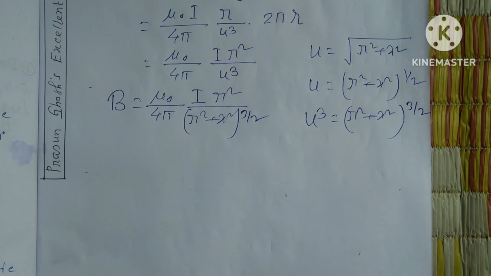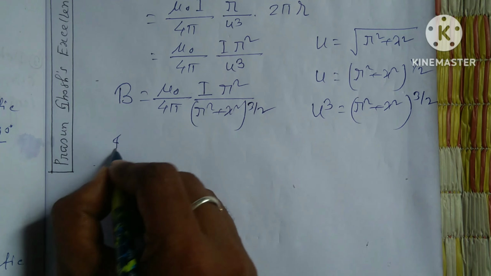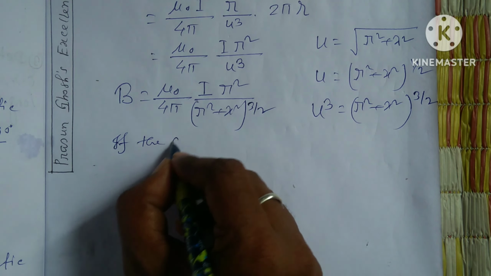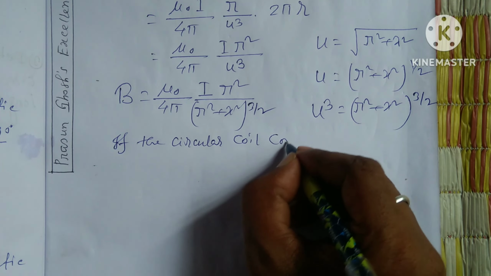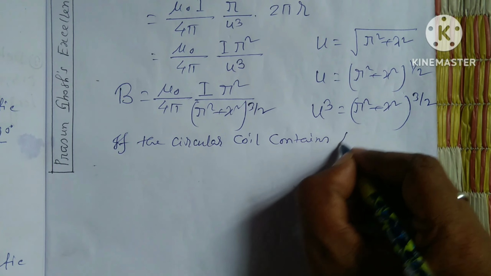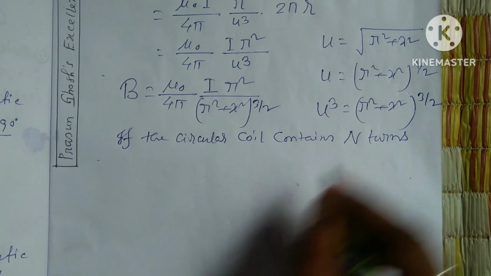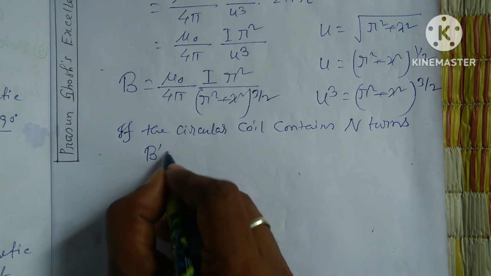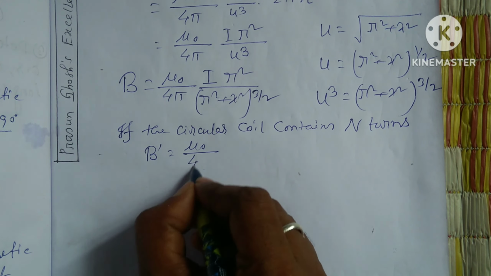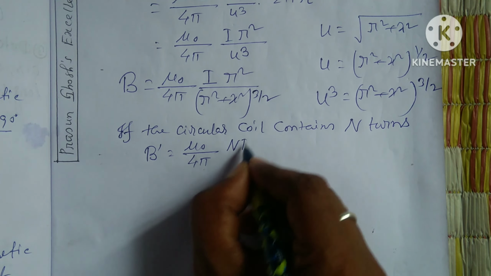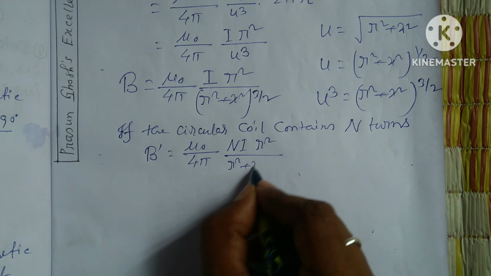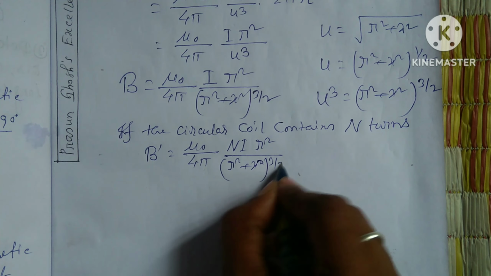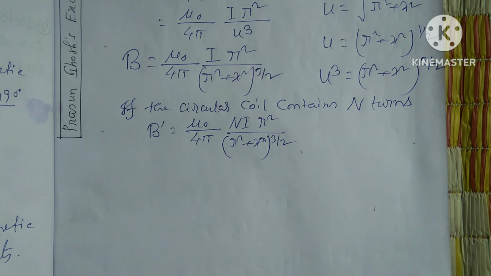So if the circular coil contains n turns, we can write B dash equal to mu 0 by 4 pi into 2 pi n I r square by r square plus x square to the power 3 by 2. This is the value of B dash.